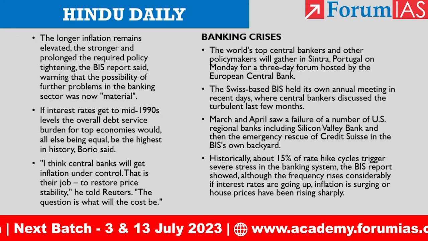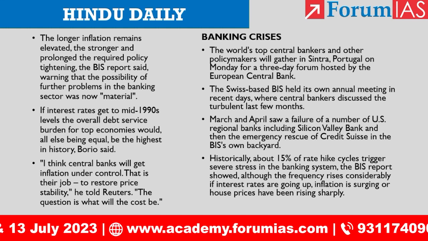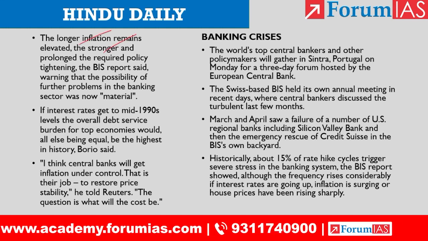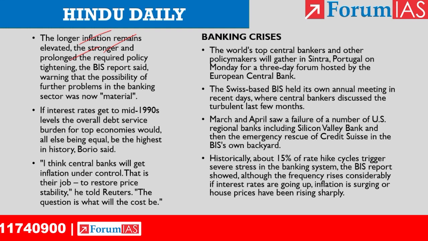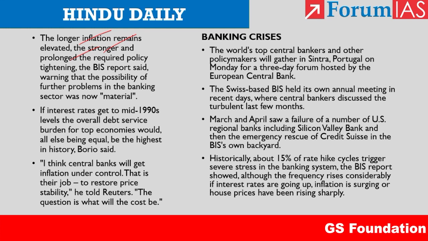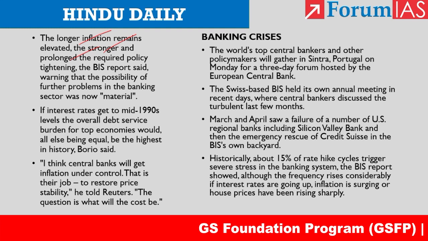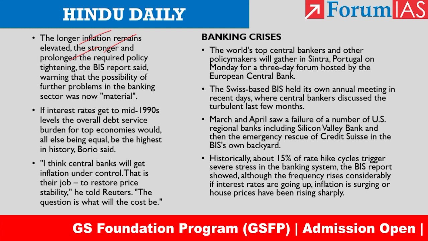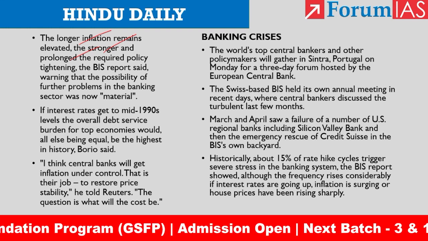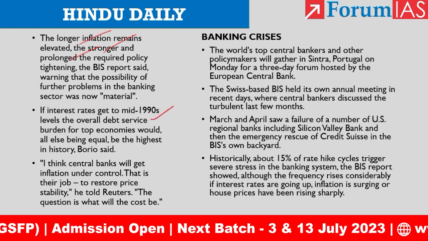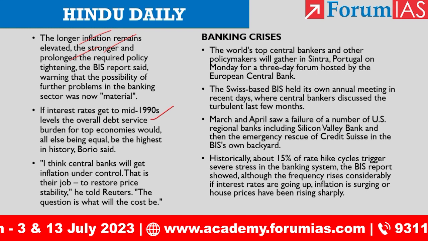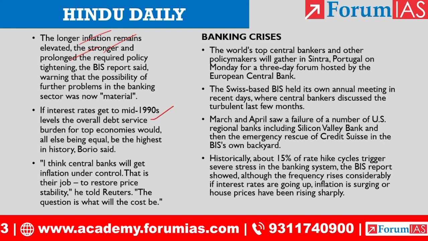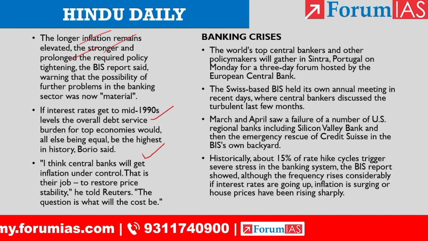Next, what they are saying. As long as inflation stays elevated, it will get stronger and more prolonged. So for that, you should have the required policy tightening. They're saying central banks will do it, so we are hopeful that they will do all these things. Next, if interest rates go to mid-90s level and the overall debt service increases, then what will happen? This will be a very catastrophic scenario, they're saying. But the BIS is hopeful because central banks will do inflation control because that is their job, right? So they're saying they will focus on price stability, not an issue. The Bank for International Settlements is hopeful about it.